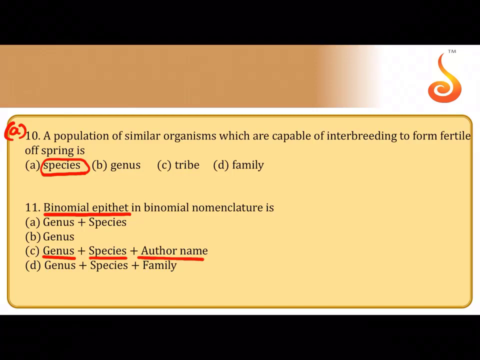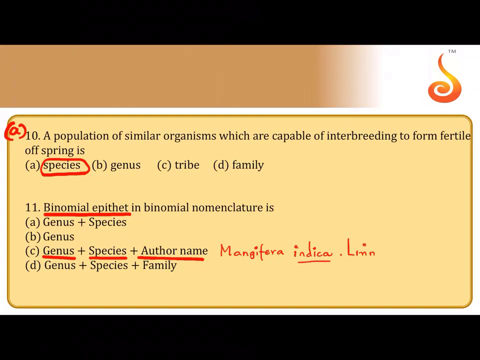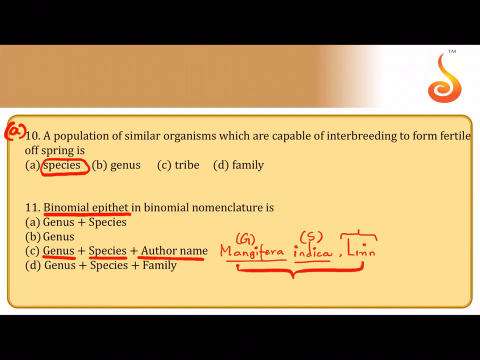Like for example, in the synopsis we had discussed, if you write Mangifera indica Lin, isn't it? Now here, this is the genus name, this is the species name, and the author who described it for the first time, his name is put in abbreviated version here, and this is what these three together constitute, something called a binomial epithet. So the answer is C. 11th answer is C.